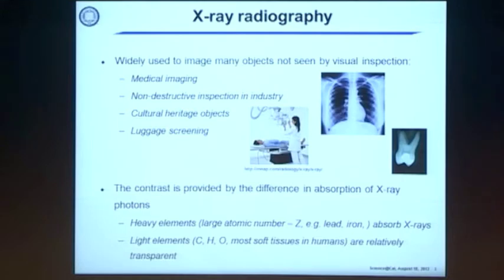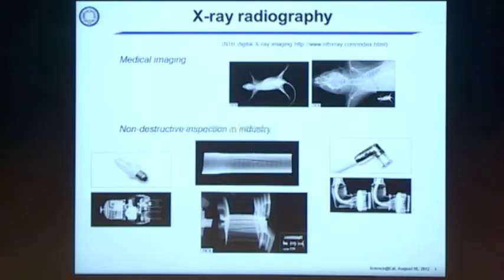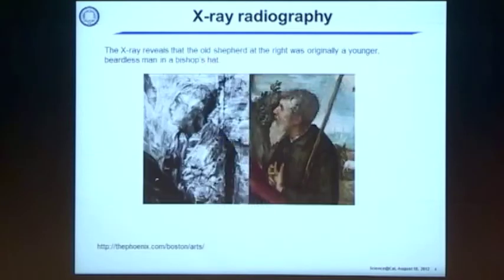So as is pointed out here, light elements like carbon, hydrogen, oxygen, the constituents of most of our tissue, are quite transparent. But the heavy Z elements are opaque. So the heavier the element, the larger is the absorption. And of course, X-rays are used in many other fields in addition to medical imaging, such as non-destructive testing and industry. And you can see inside of a particular connector, you can see the defects in that. Airplane turbines are inspected. So this is a technology which is well developed by now.